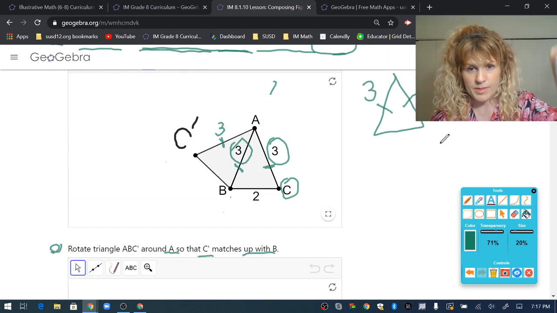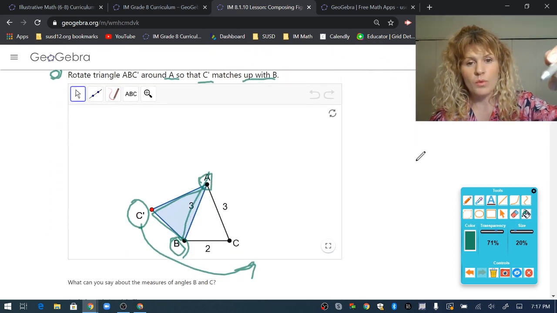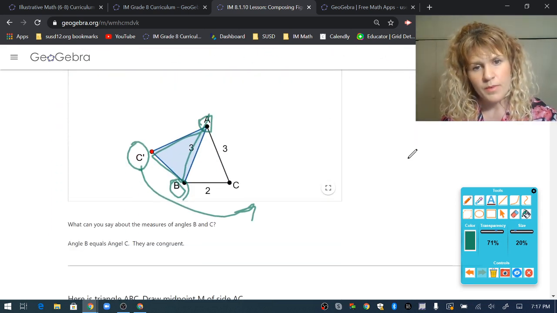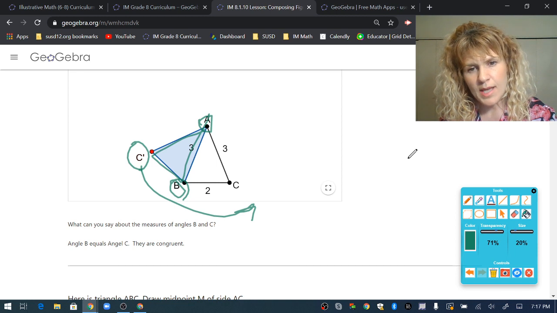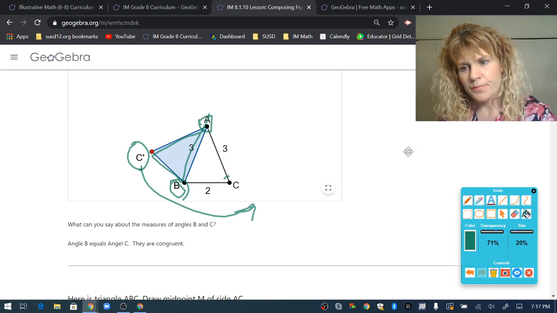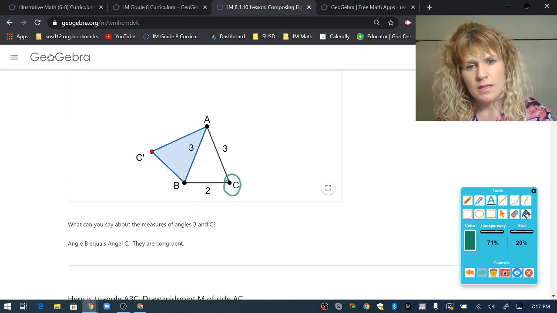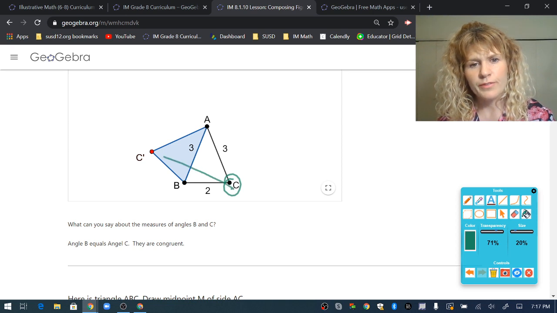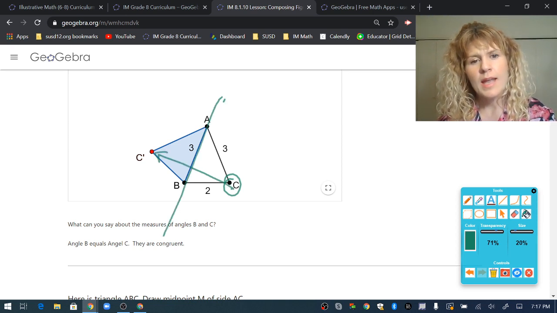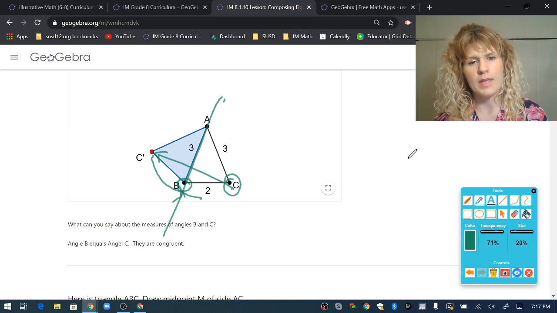Our first step was a reflection. Now we're doing a rotation. So look again what's happening. First, C was reflected to C prime with a line of reflection. Now with a rotation, we're going to put C prime on top of B.